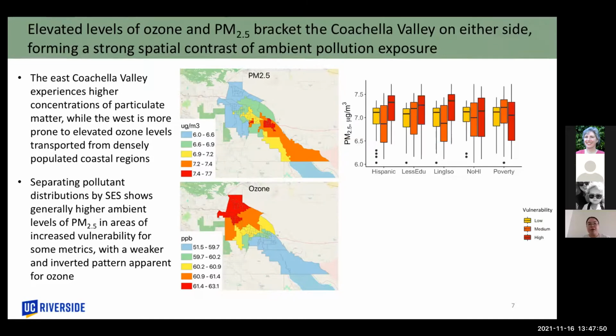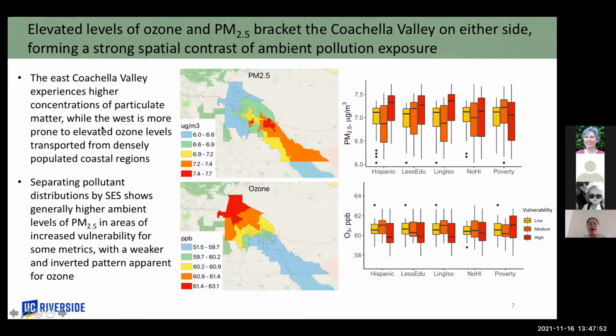We also separate our air pollutants by the socioeconomic status level, as you can see from the box plot on the right side. In general, we found that communities or census tracts with higher socioeconomic vulnerability are more likely to experience higher PM2.5 levels, but lower ozone levels. So it's indicating another disparity in the ambient air pollution exposure.